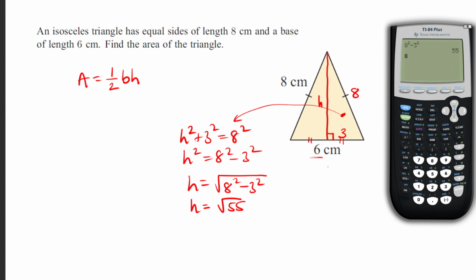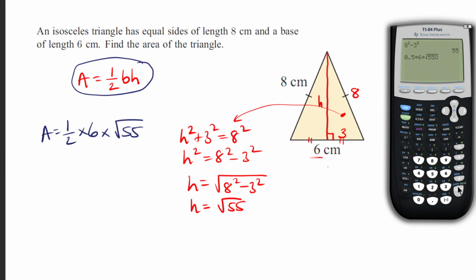And now we can use this formula to work out the area. So it's a half times the base, which is 6, times the square root of 55. And we can just do that on the calculator. So it's 22.2. And don't forget the units. Obviously it's area, centimeters squared.